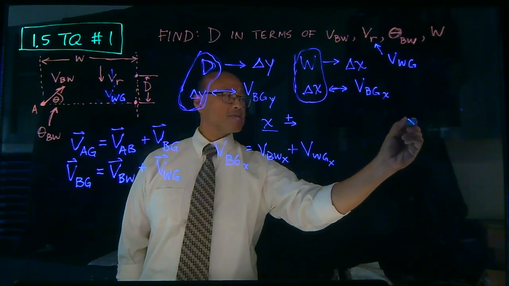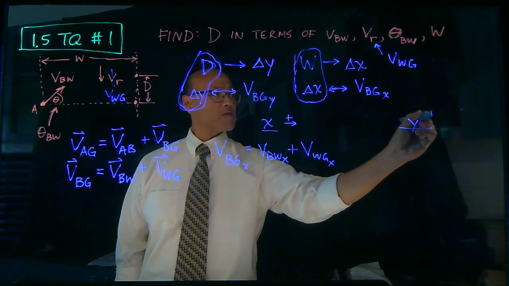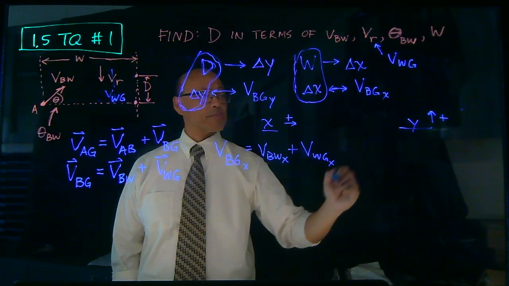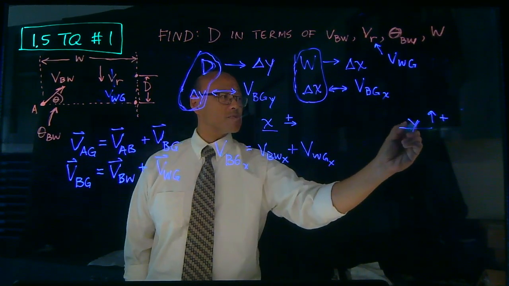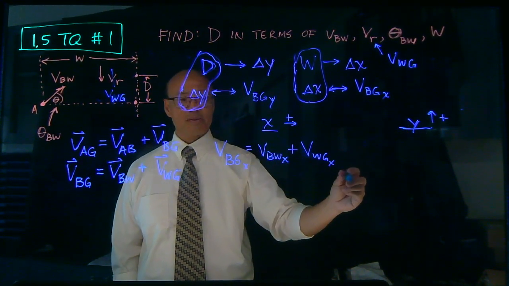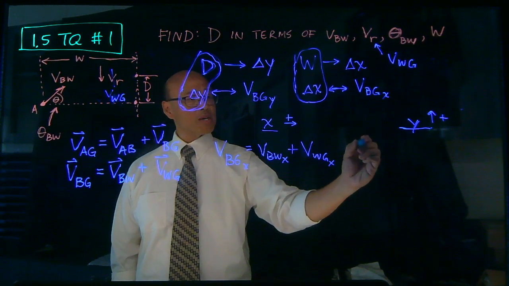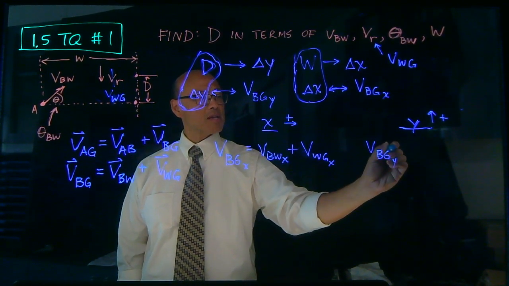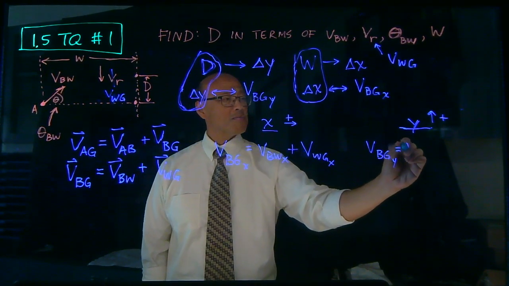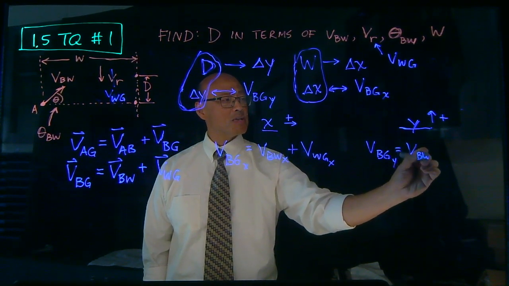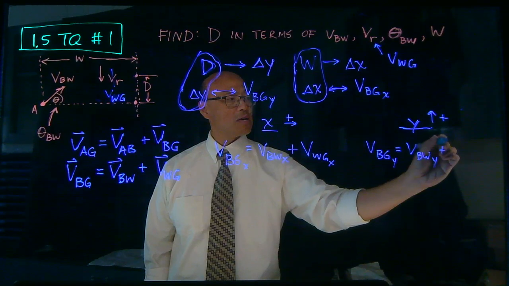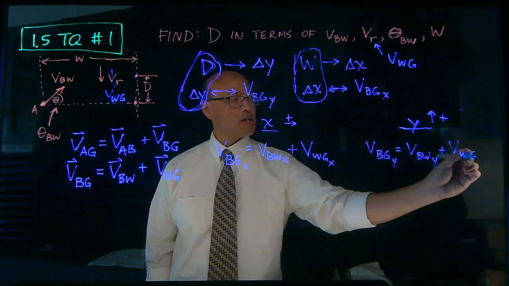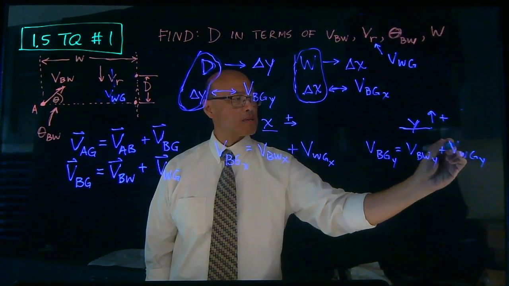Let's set up the Y's. Y's positive up. I can make it down, doesn't matter. I'm just going to be consistent, okay? I'm going to go positive up. So VBG in the Y direction has got to equal VBW in the Y direction plus VWG in the Y direction.